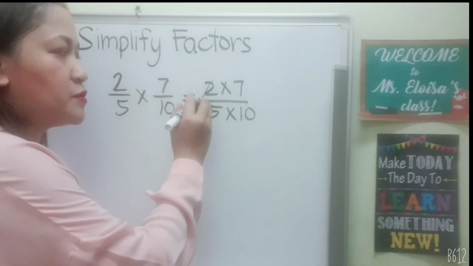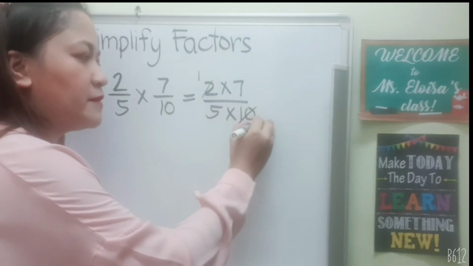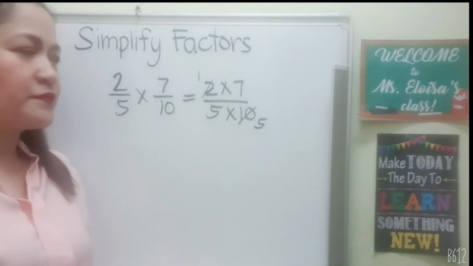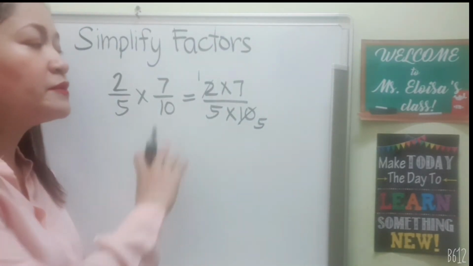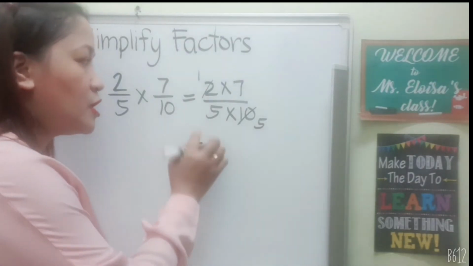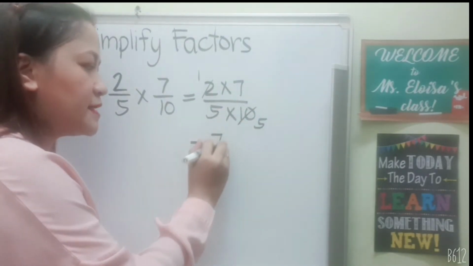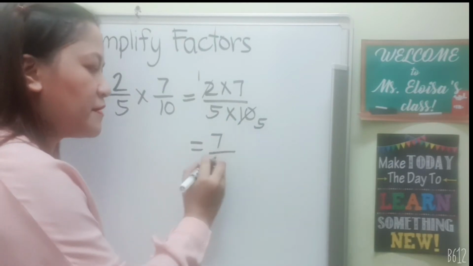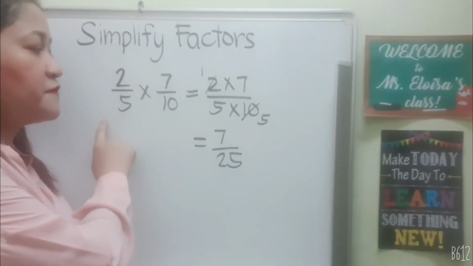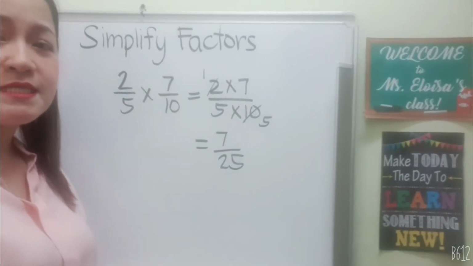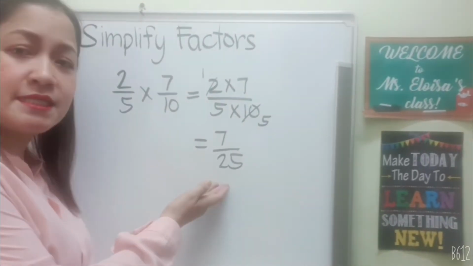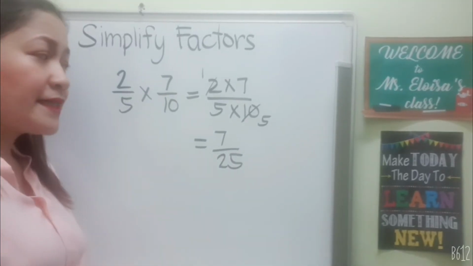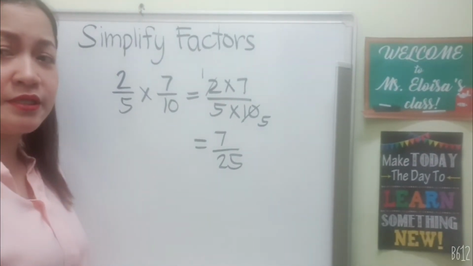That means we will divide both of them by 2. 2 divided by 2 is 1. 10 divided by 2 is 5. And then 7 and 5, no common factor. So we will proceed to multiplication. We now have 1 times 7, and that is 7. And 5 times 5 is 25. So 2/5 times 7/10 is 7 over 25. And as you can see, it is the same answer as the answer in the previous method that we used.